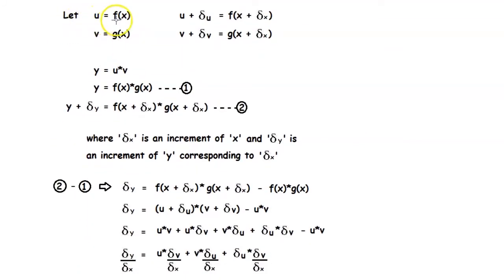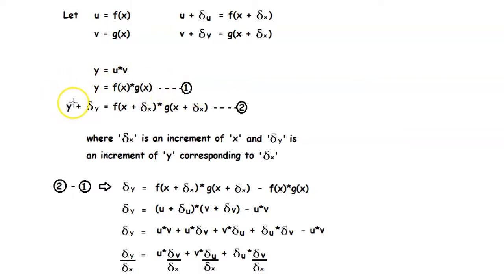Here we let u equals a function f of x and v equals another function g of x. If we consider their increments, we can write u plus delta u is equal to f of x plus delta x, and v plus delta v is equal to g of x plus delta x. Then we take another function y which is equal to the multiplication of these two functions, that is u multiplied by v. So here we can substitute u and v with f of x and g of x. So y will be equal to f of x multiplied by g of x. So this will be our first equation.